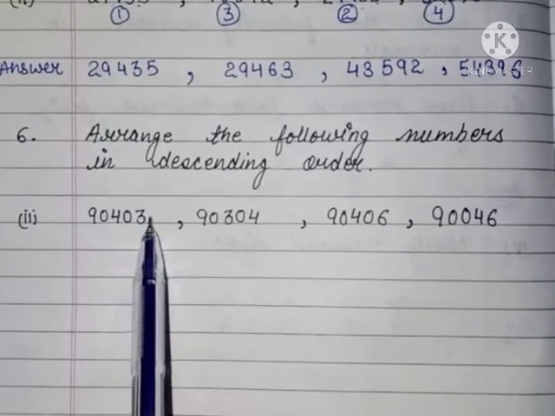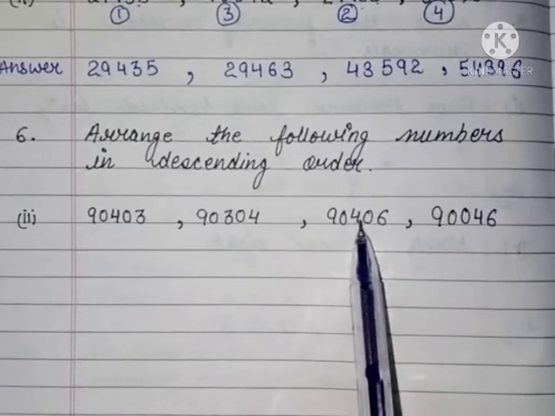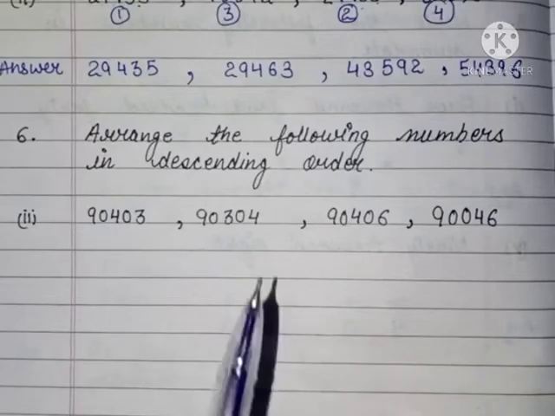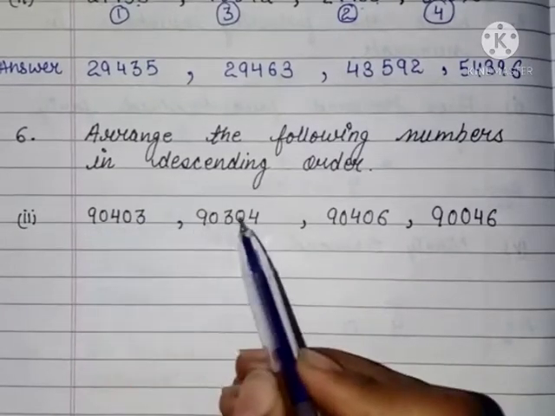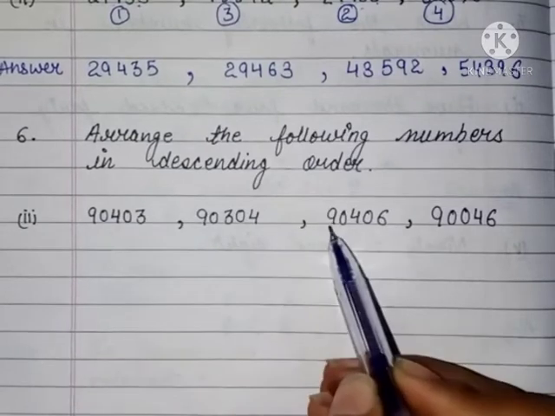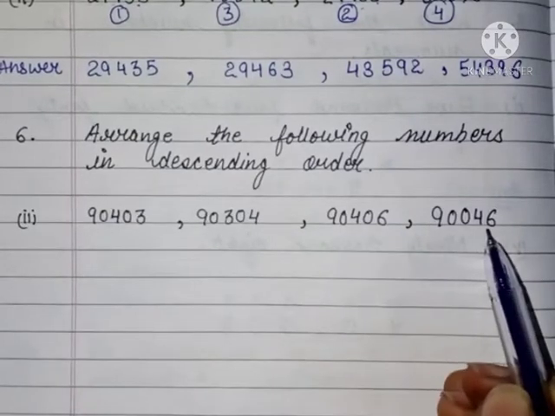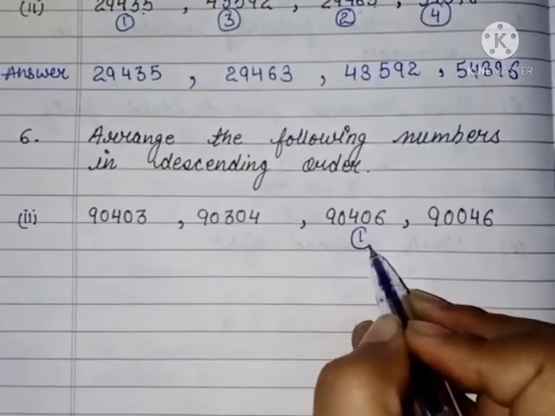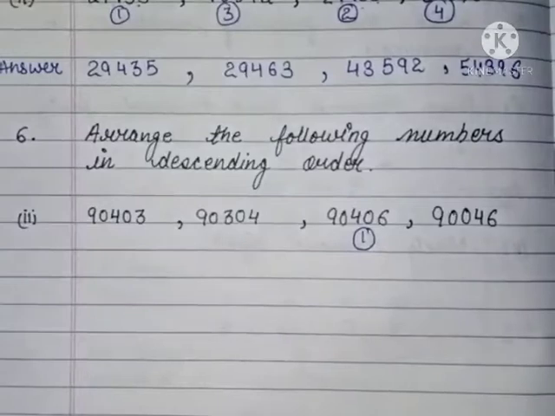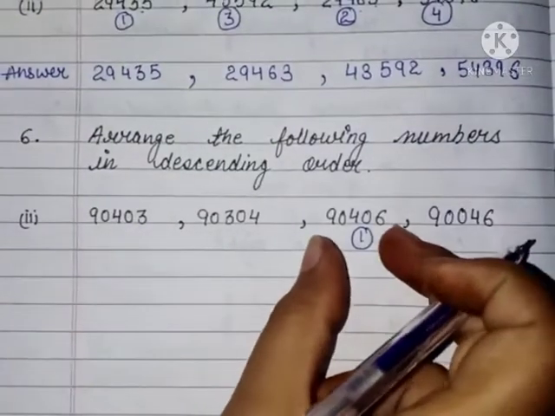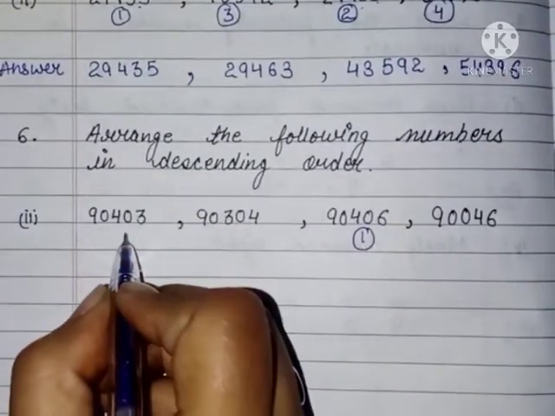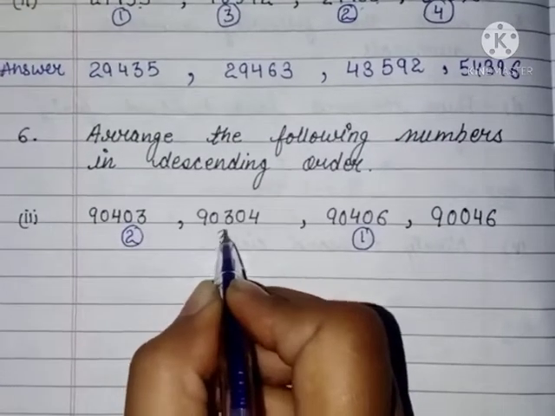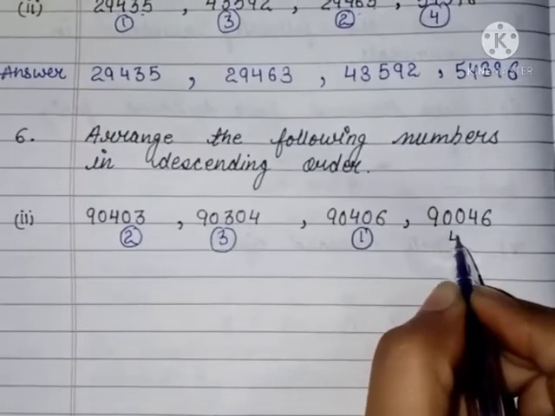All the numbers have the same number of digits. This is 90,403, 90,304, 90,406, 90,046. So which one is greater? This one is the greatest number out of all these numbers. Before 406, this one is smaller, then 304, third, then this is the last one.